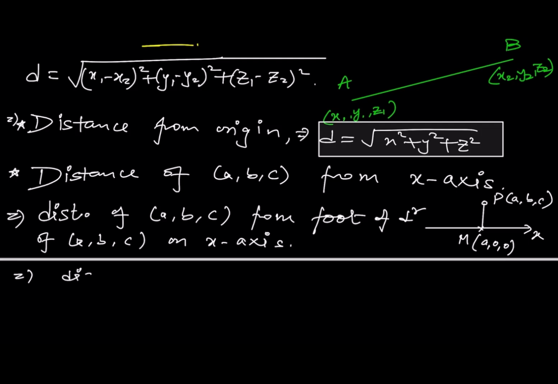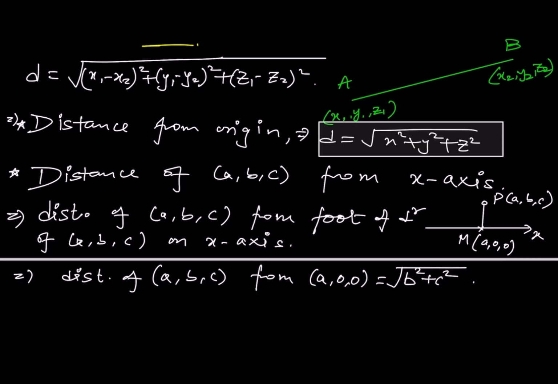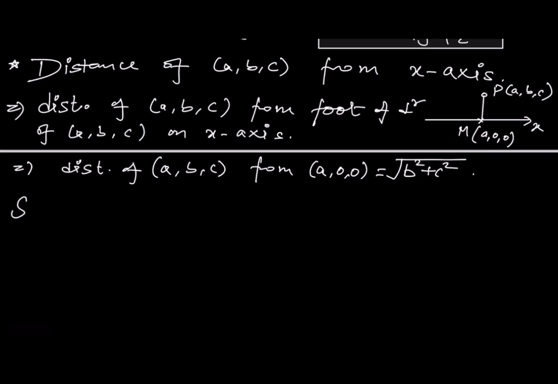Again, it is distance of (A, B, C) from (A, 0, 0), and which is equal to root over B square plus C square. So if you are finding the distance of point from x-axis, then x coordinate will be absent in distance, right? So similarly, if you are finding the distance of (A, B, C) from y-axis, right, then the y coordinate will be 0, so it will be root over. You can write from y-axis, which is root over.